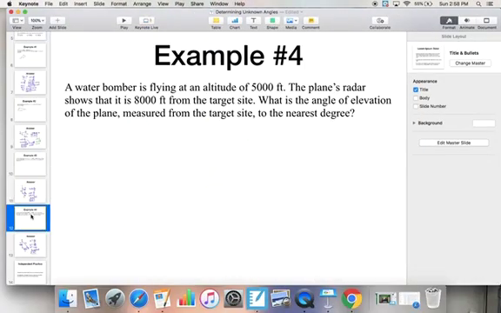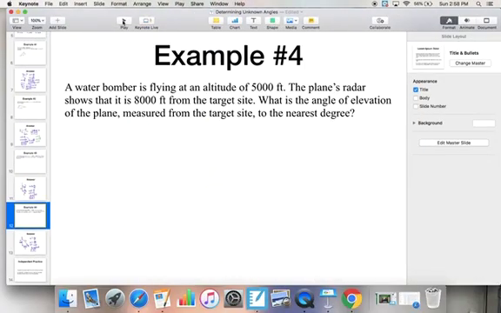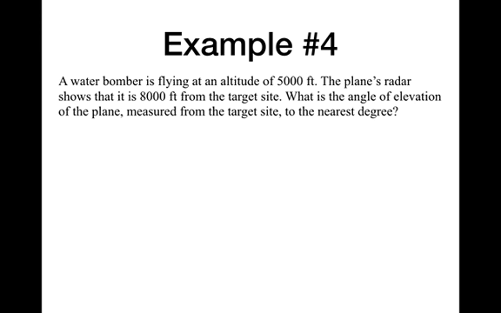All right, let's look at one more example together, okay? And then I'll give you some time to do some worksheet stuff. All right, so I'll leave my SOHCAHTOA on my board. Let's look at this question. A water bomber is flying at an altitude of 5,000 feet. The plane's radar shows that it is 8,000 feet from the target site. What is the angle of elevation of the plane measured from the target site to the nearest degree?